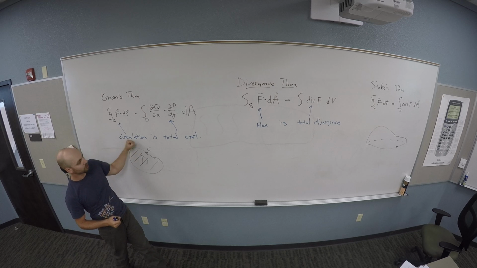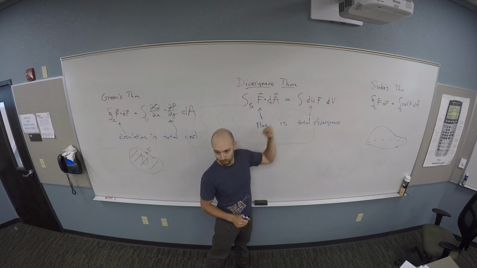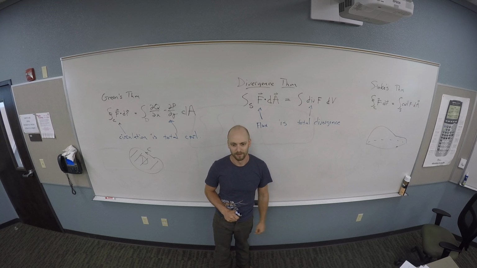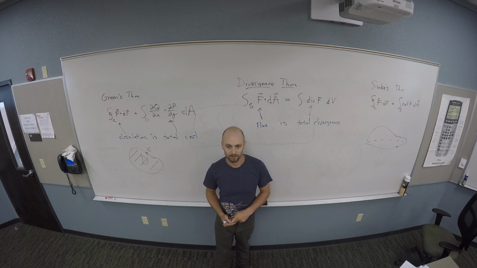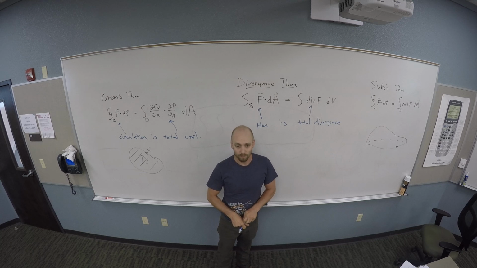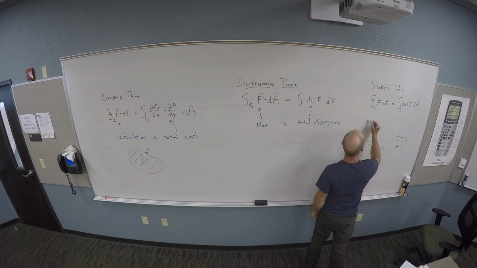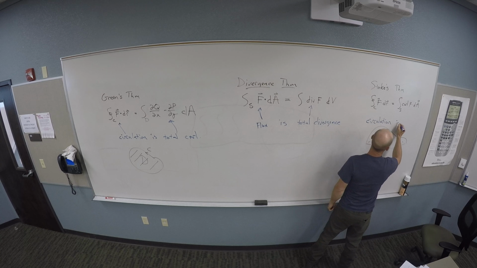So Green's is: circulation is the total curl. Divergence is: the flux is the total divergence. And then Stokes is going to read what? If I wanted to write an equivalent blue sentence for Stokes, what would it read? Circulation around the outside is the curl. Yeah, it really would read the exact same thing as Green's: circulation is total curl.